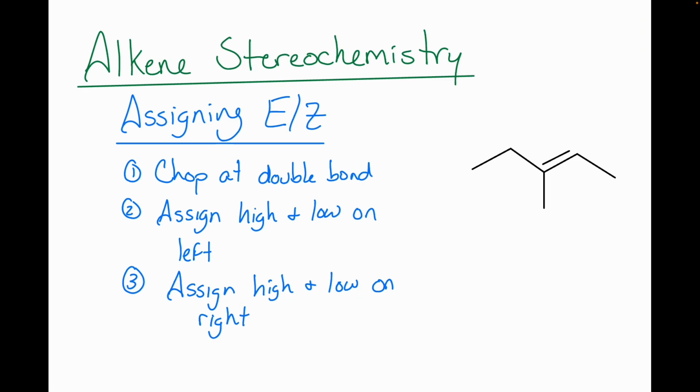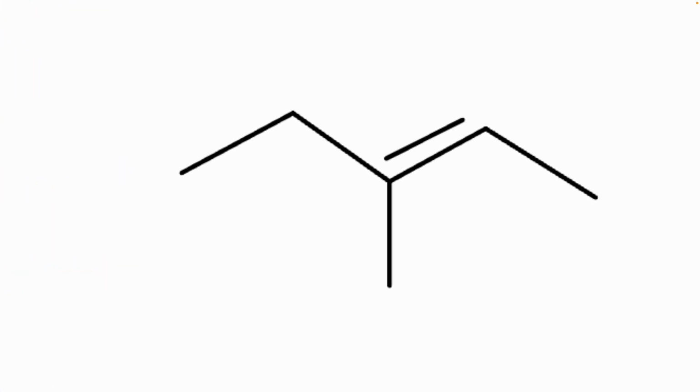All right, the biggest mistake that people make when they're doing their E and Z stereochemistry is to accidentally mix it up with a chiral with an R and S, and they label 1 through 4. You're not labeling 1 through 4. We're going to look at one side of this double bond and assign high-low. All right, so let's look on the left-hand side of this bond here.